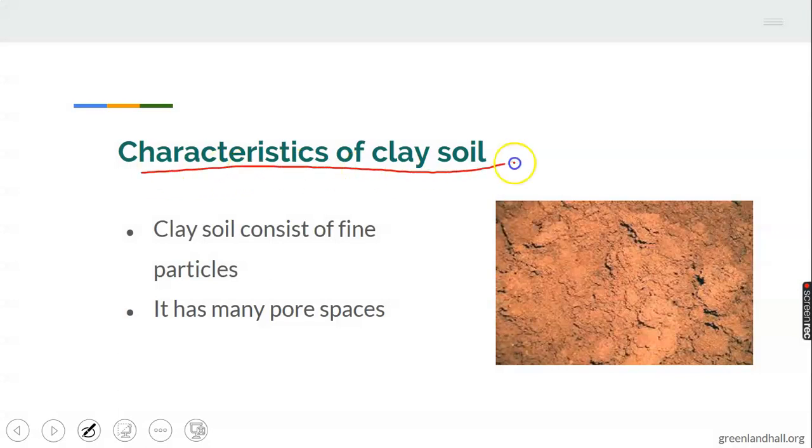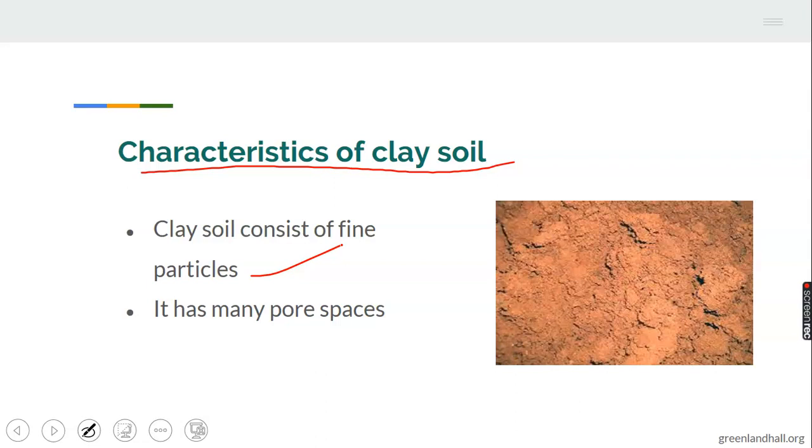Characteristics of clay soil. One, clay soil consists of fine particles. Unlike sandy soil that is coarse and gritty, clay soil consists of fine particles. The particles are very smooth. I believe we are following.